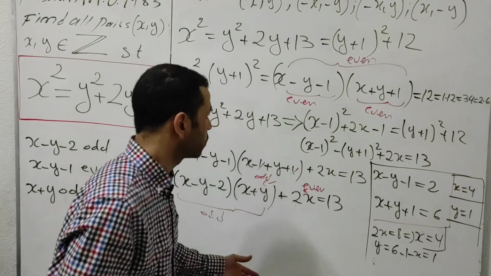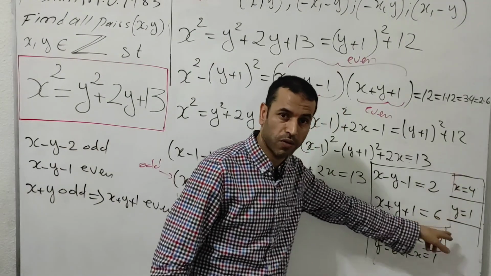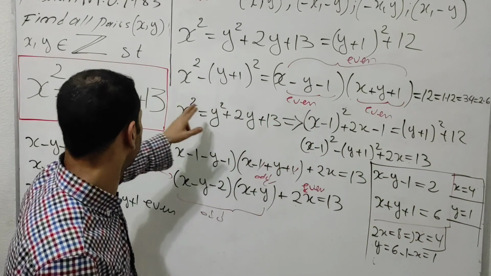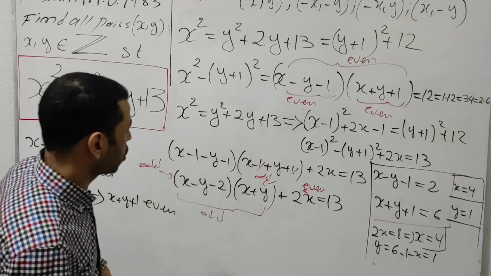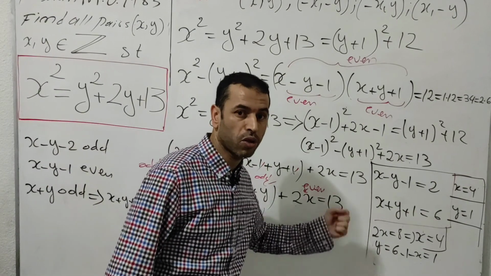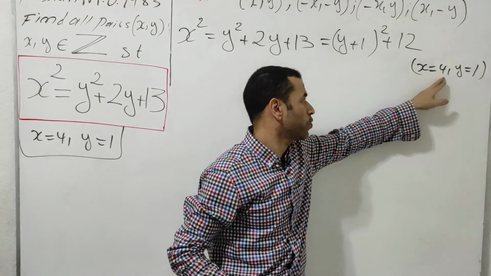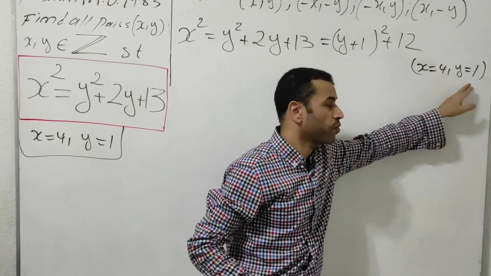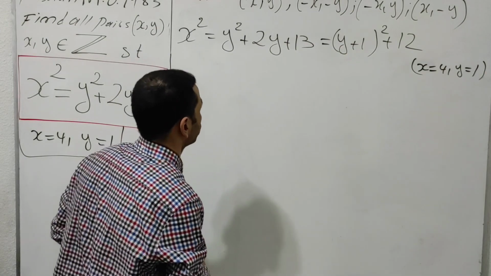But remember, we have only positive solutions here, but we need the negative solutions as well, because we have x squared here, y squared. So how to determine that? I'm going to clean up this board and look for the negative solutions. We already found x equals 4 and y equals 1 as a first solution. Now we are ready to move on to find another solution.